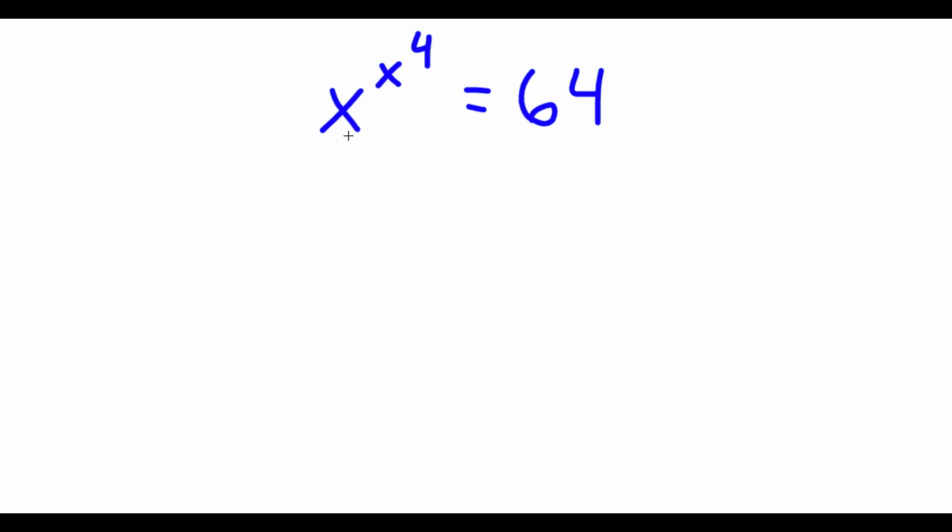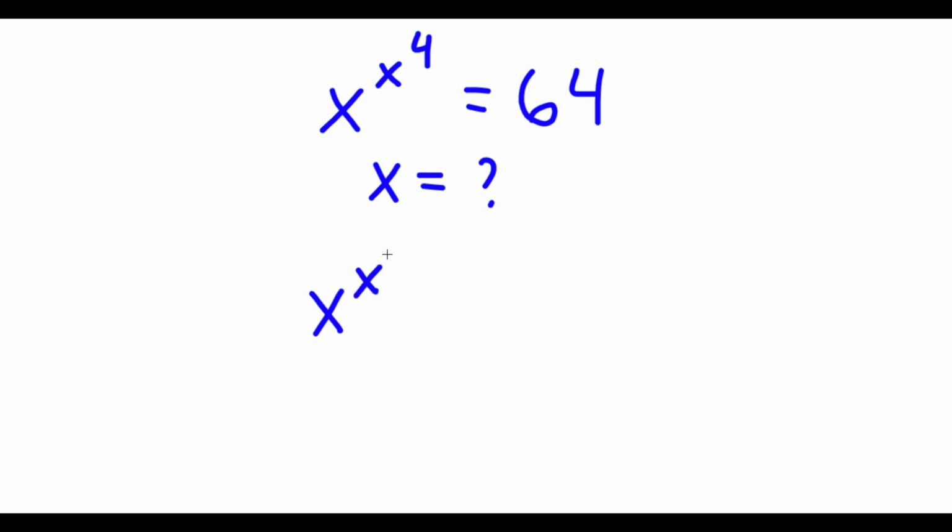Alright, so in this problem, I have x to the power of x to the power 4 is equal to 64. So I need to find the value of x here. So for my solution, I'm going to first start by taking the power of 4 on both sides.